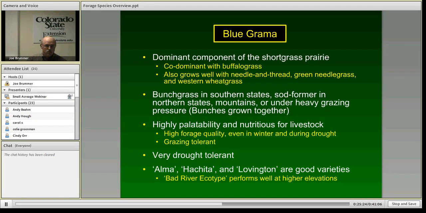There's a new one called this Bad River Ecotype that comes out of South Dakota that I planted at some of the higher elevations in the South Park area, and it's done very well up there.